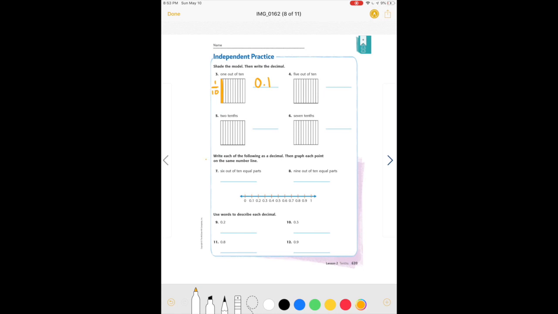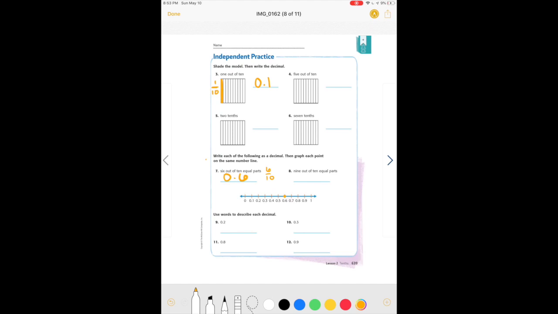Come down here for 7 and 8. Write each of the following as a decimal, then graph each point on the same number line. 6 out of 10 equal parts. So 6 tenths, which would be shown as a decimal. There are 0 wholes and 6 tenths, a 6 in the tenths place. So I would come over here and graph 6 tenths.